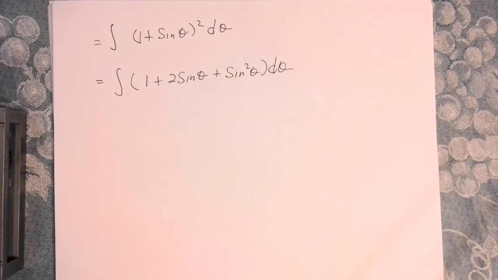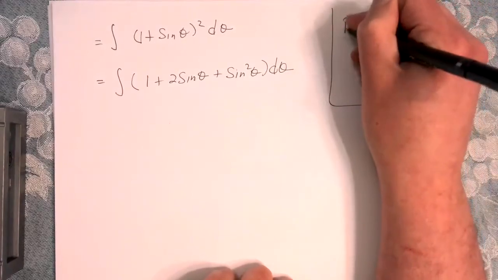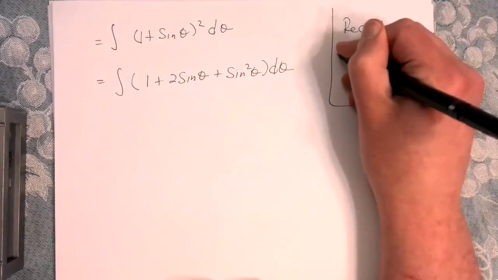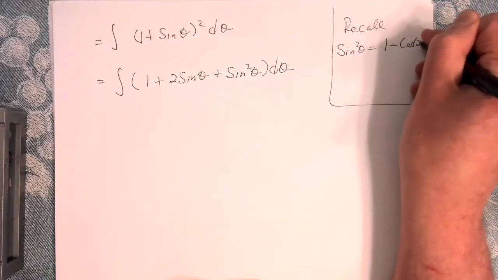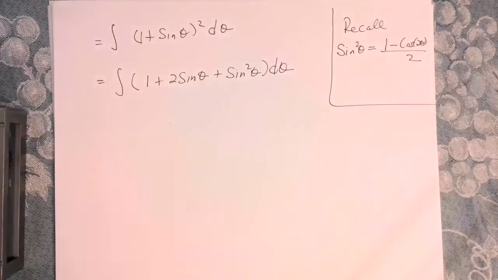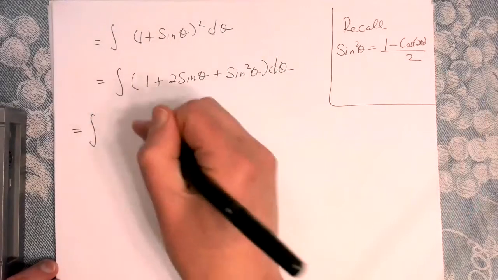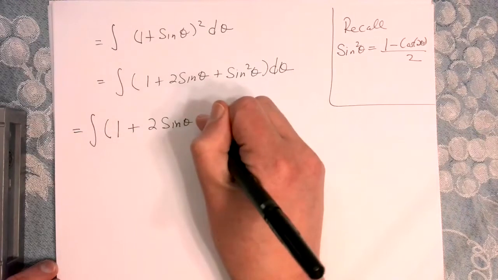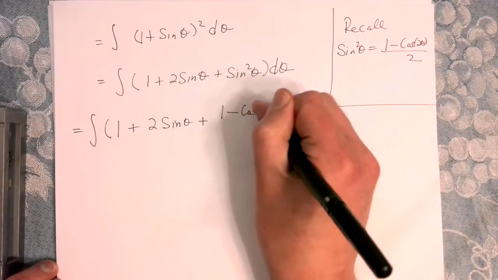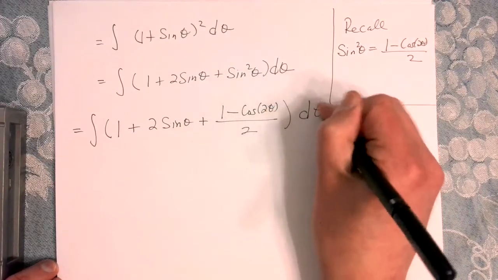So we should use our power reducing formula. That's the formula that comes from the double angle formula for cosine. So let's recall that. That's a really helpful thing to know. So that's equal to 1 minus cosine of a double angle over 2. By the power reducing formula, this gives me 1 plus 2 sine of theta plus 1 minus the cosine of a double angle over 2 d theta.